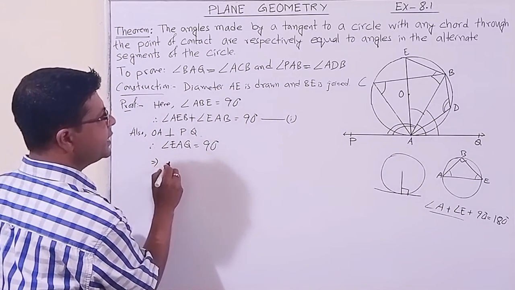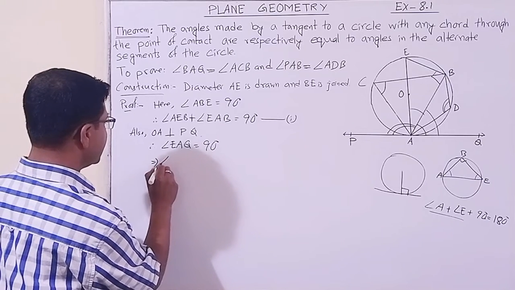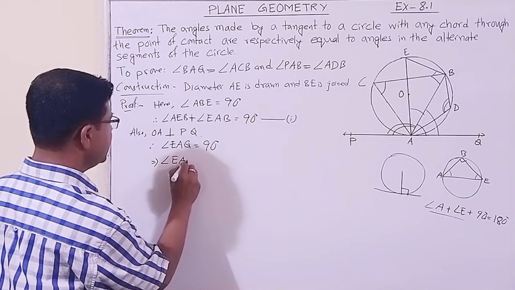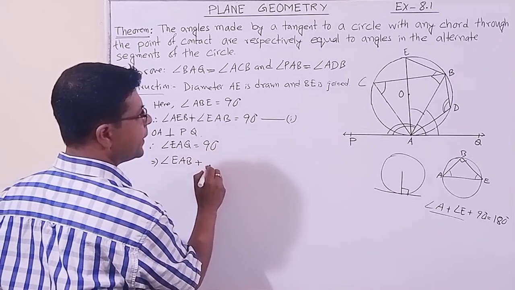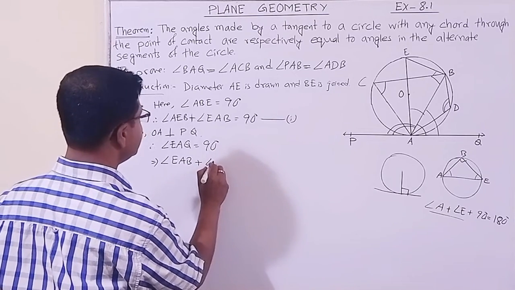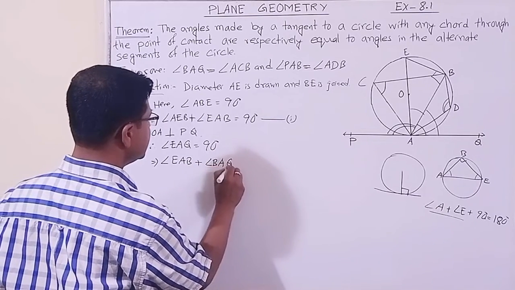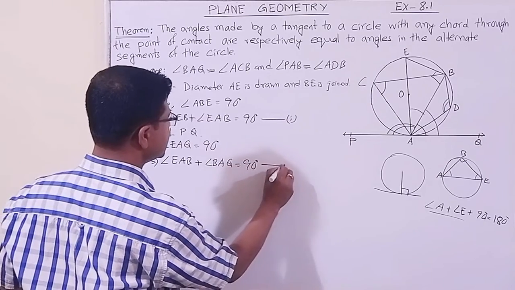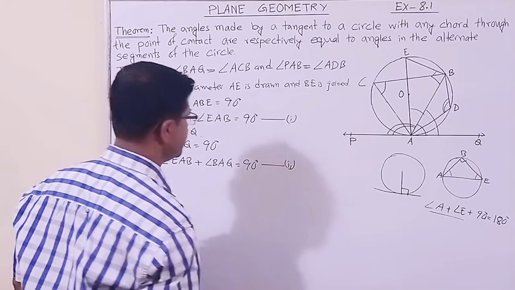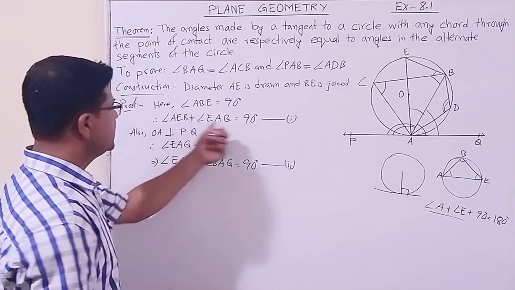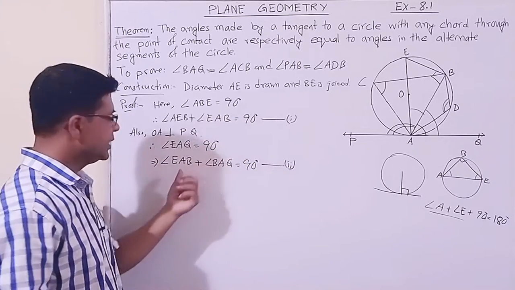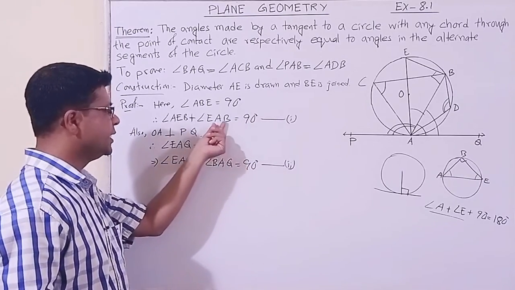Angle EAB plus angle BAQ is 90 degree. This is relation 2 or equation 2. Now let us see, this is 90 degree, their sum is 90 degree, their sum is also 90 degree. So we can write that they are equal.